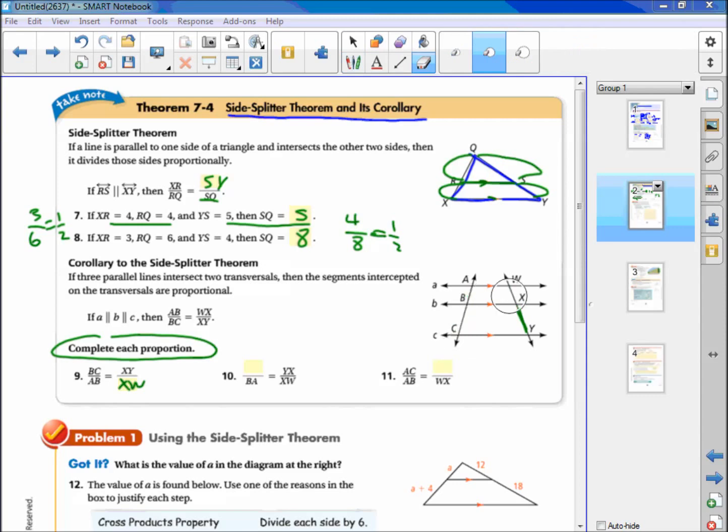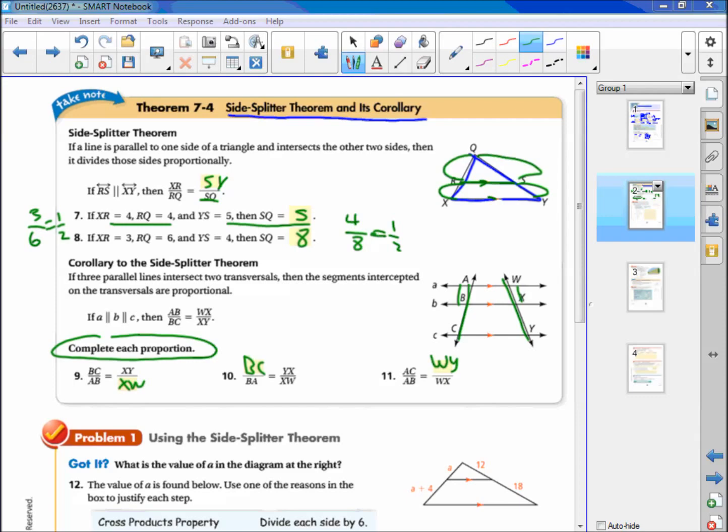All right, let's mark again. So BA is here, all right, and that went together with XW. And then on the XW side, we were comparing YX. So on the other side, we must be comparing BC. Okay, and then in our last one, AC is the big one from the top all the way to the bottom, and we're comparing that to AB. So over here, we need to compare the big one, WY, to the top, which is WX.